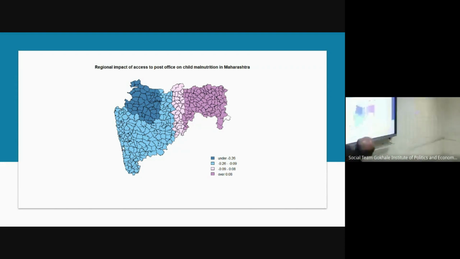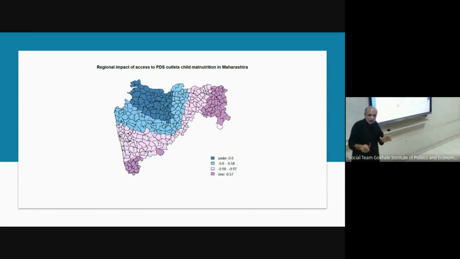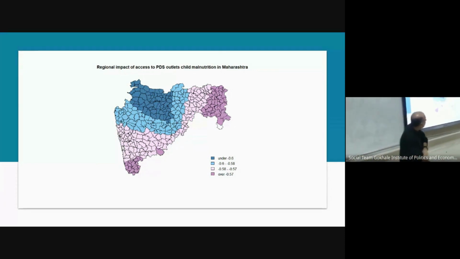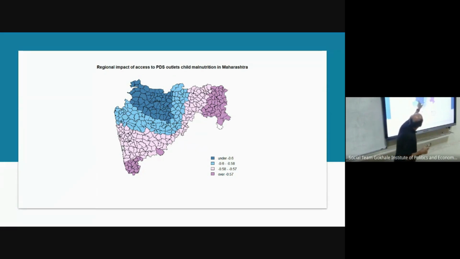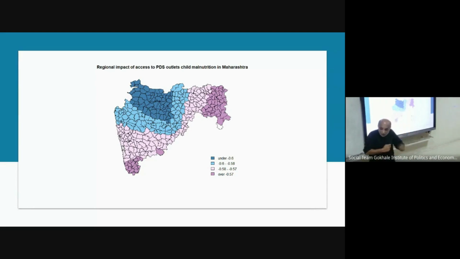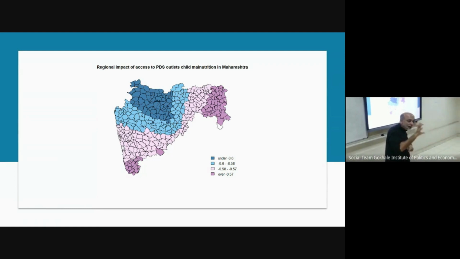If you do this for PDS outlets, they actually reduce malnutrition everywhere, and you see the coefficients are very similar. So my bandwidth could also be rather global here, because access to PDS has a strong negative impact on childhood malnutrition everywhere. It's relatively stronger in this region and relatively weaker in that one, but the difference isn't much, minus 0.6 and minus 0.57. So PDS is a variable which seems to have a larger global impact. In multi-scale regression, some variables have a local impact and some have a global impact, and PDS seems to have a global impact on reducing malnutrition.